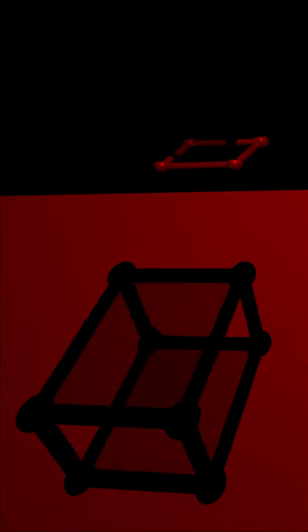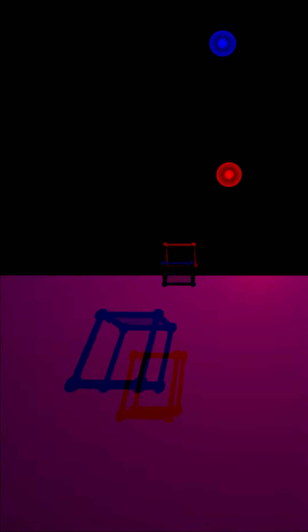Let's now add a blue light, which makes the blue parts of the cube visible because they reflect blue light. The shadow behind the red light now appears blue because the blue light is able to reach this part of the screen, but the red light is blocked by the object.